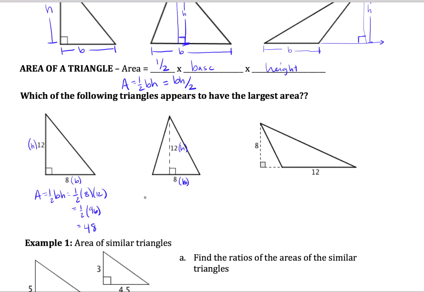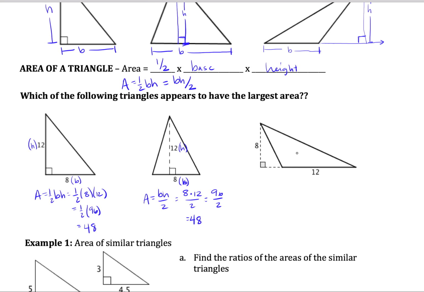We can verify it, and I'll tell you what I'm going to do is I'm just going to go ahead and use this other version of the formula just to see how that would look. A equals base times height divided by 2. So that would be area equals 8 times 12 divided by 2, which again is 96 that we're dividing by 2, and that again comes out as 48.